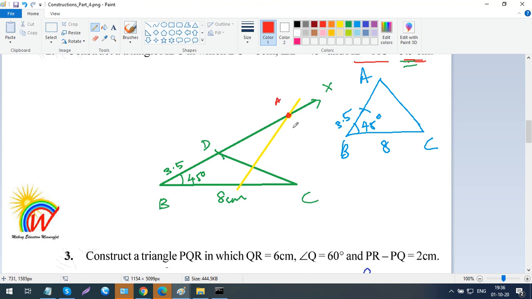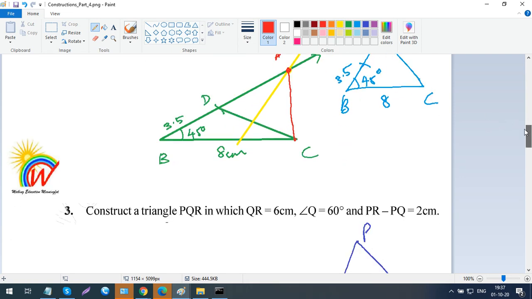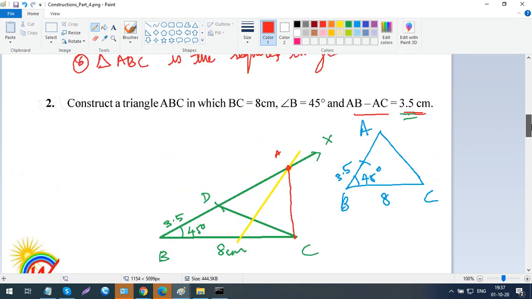Okay, now join this A and C. So your ABC is the required triangle. Last time I just explained how to write the set of steps of construction, right? So you just follow the same steps.